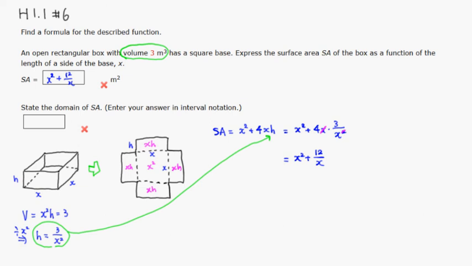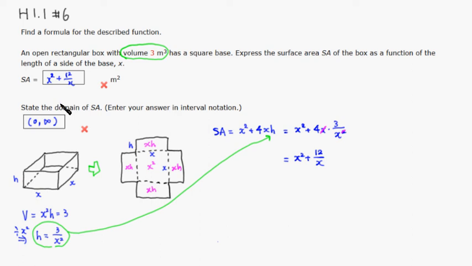So what would be the domain of this surface area function? x cannot be negative because x is a length, and also x cannot be 0 because if x is 0 we can never get the volume 3. So x has to be positive. And there's actually no limit. x can be as big as you want, because if x is big, so the base is big, then we can make the height small enough so that the volume is still 3. So it's going to be from 0 to positive infinity.